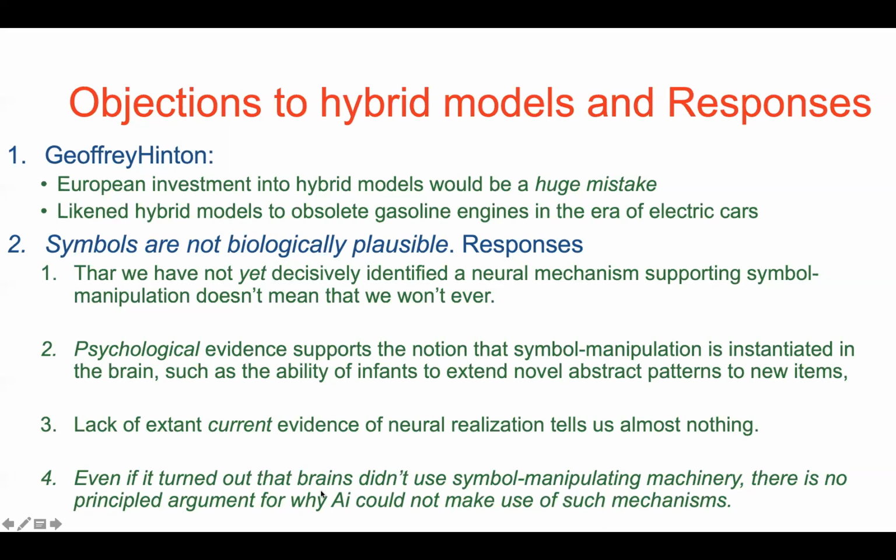And even if it turned out the brains didn't use symbol manipulation machines, there's no principled argument for why AI could not make use of such mechanisms. This is the argument that AI could be using it even though the brain may not use it, right? So we're trying to build systems. So these are all the arguments why we want to explore hybrid models. I just wanted you to be aware, there is a faction from the deep learning community saying, no, we're not going to do that. But we'll present some things in this robust AI that argues why we should.